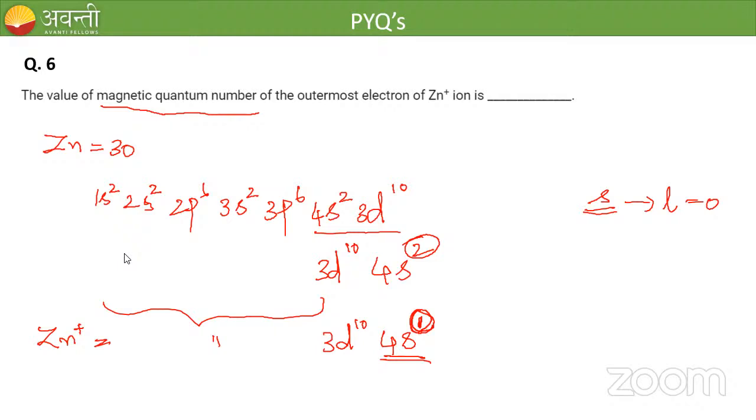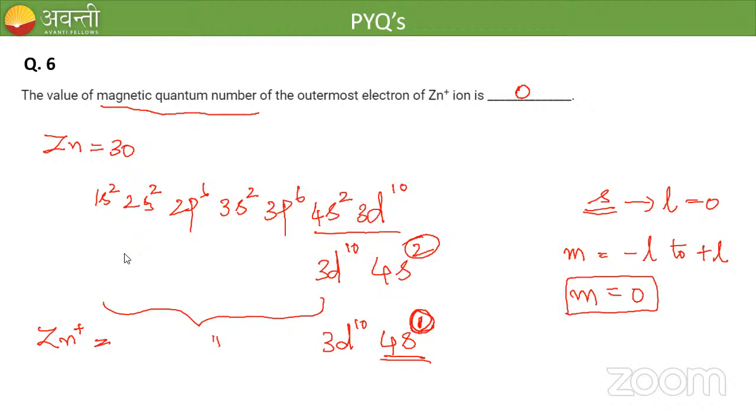L is the azimuthal quantum number, so that value is 0. The magnetic quantum number is nothing but minus L to plus L. This is the formula. L value is already 0, so minus L to plus L means it is again 0. So the M value is equal to 0. The magnetic quantum number value for the outermost electron of zinc plus ion is 0. Clear for all of you?